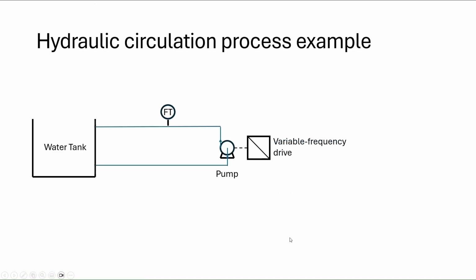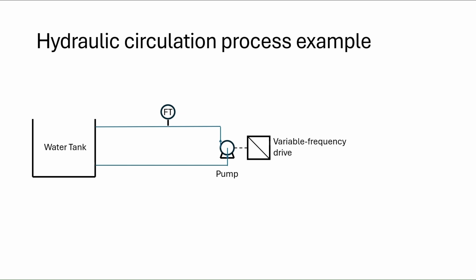So let's explain a digital twin through an example. In this example, we have a hydraulic circulation process, and we will actually control this through a PLC. And as you can see, it's just an easy application of a water tank, a pump, and a flow transmitter. And with that, we circulate the water.